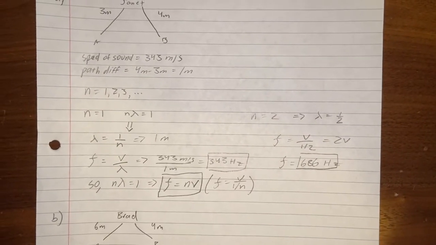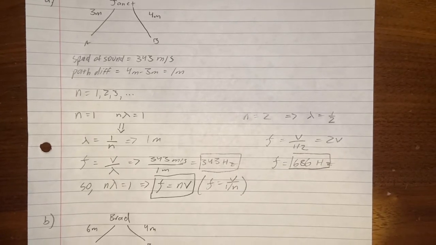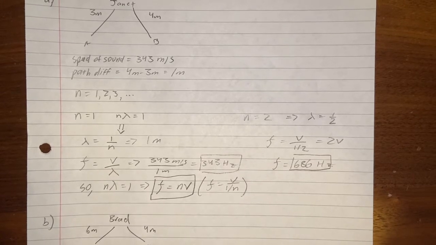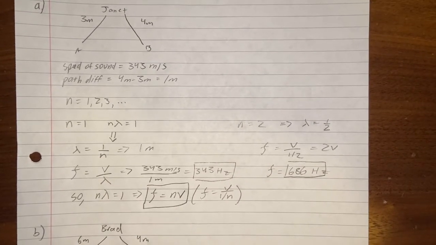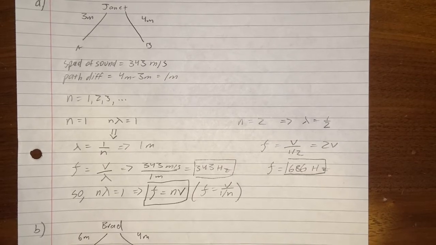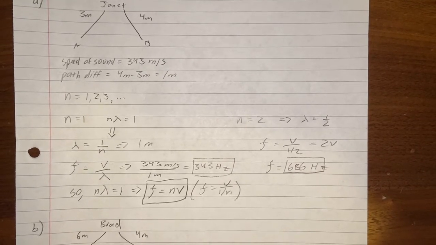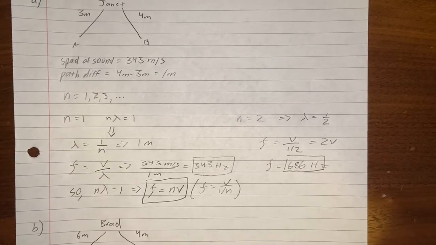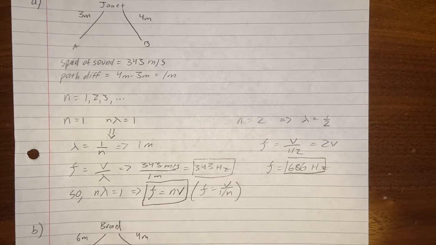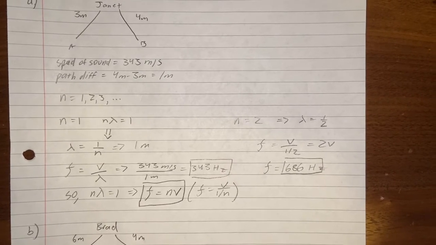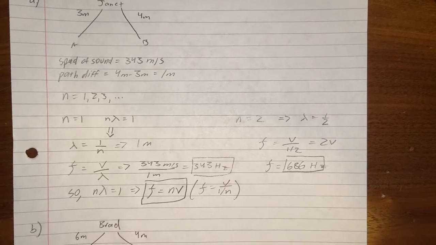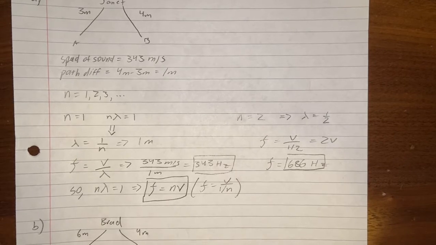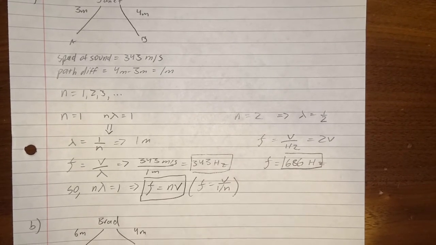As we move on, we know that the frequency is equal to the speed of sound, or the velocity, over that wavelength lambda. So that's going to be 343 meters per second over lambda, which we previously calculated with that path difference. At that frequency, we will have 343 hertz. When n is 2, lambda is going to equal 1/2, so the frequency is going to equal the speed of sound over 1/2, or 2 times that velocity, which is 686 hertz.